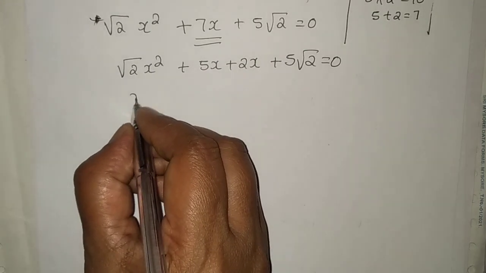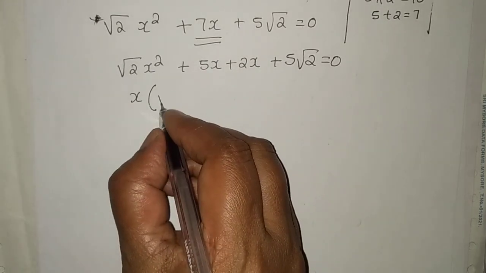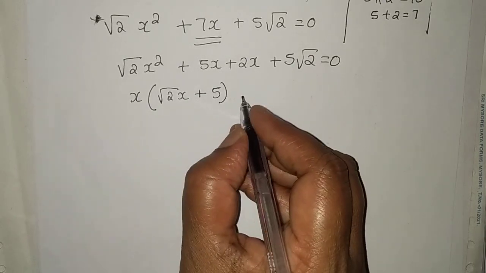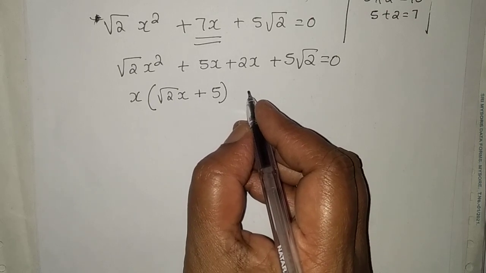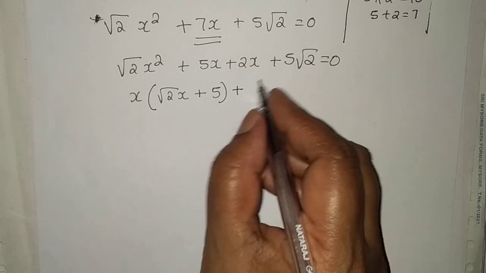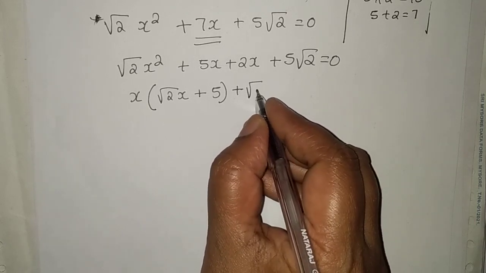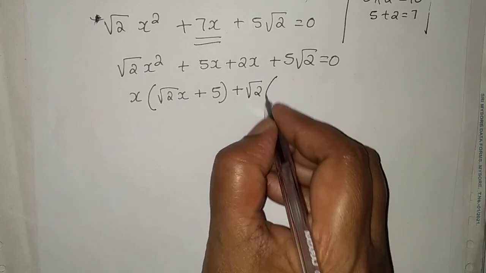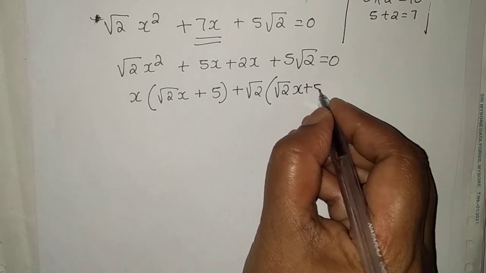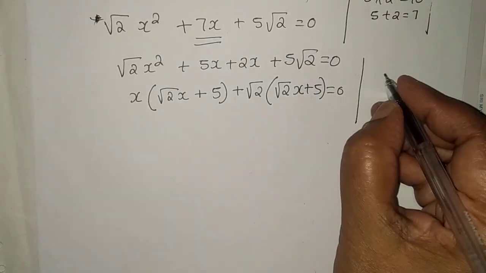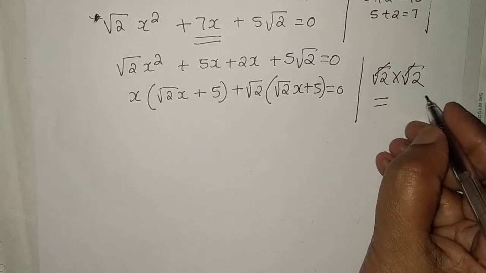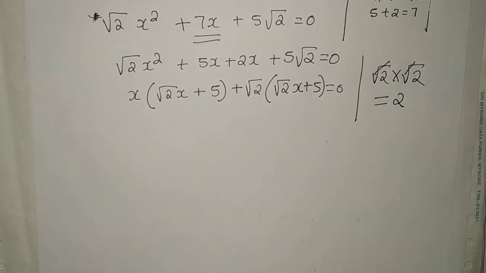Now take x common here. X common means root 2 and x is left out, plus 5. And here we have to take root 2 outside. Root 2 outside means root 2, then we have to write root 2 into x plus 5 is equal to 0. So here root 2 into root 2 will be 2.